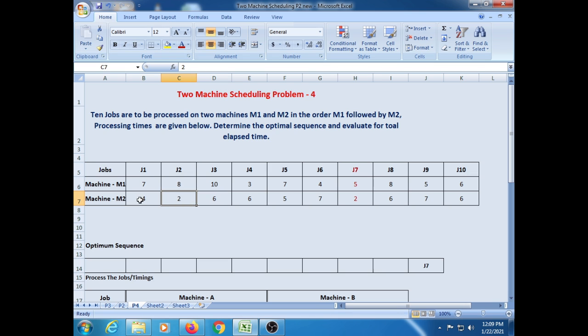Here this processing time is relating to machine 2, that's why we have to place the job from right to left, because it is relating to machine 2. Then I change the color of this row, this column. Okay, I placed job 2 also. Then I will check the other processing times.